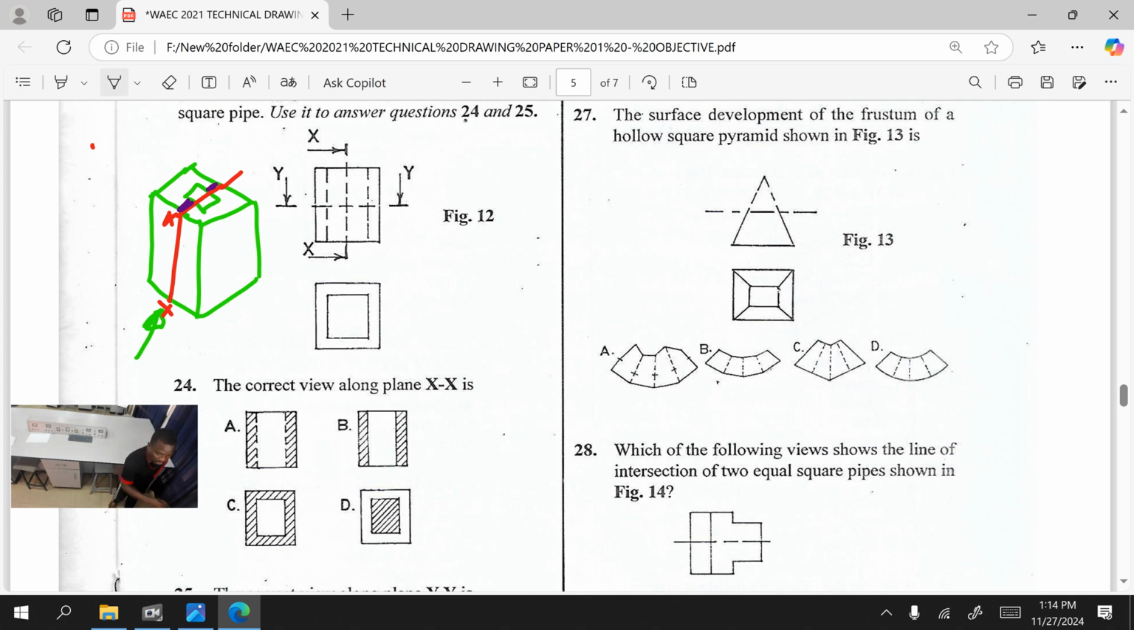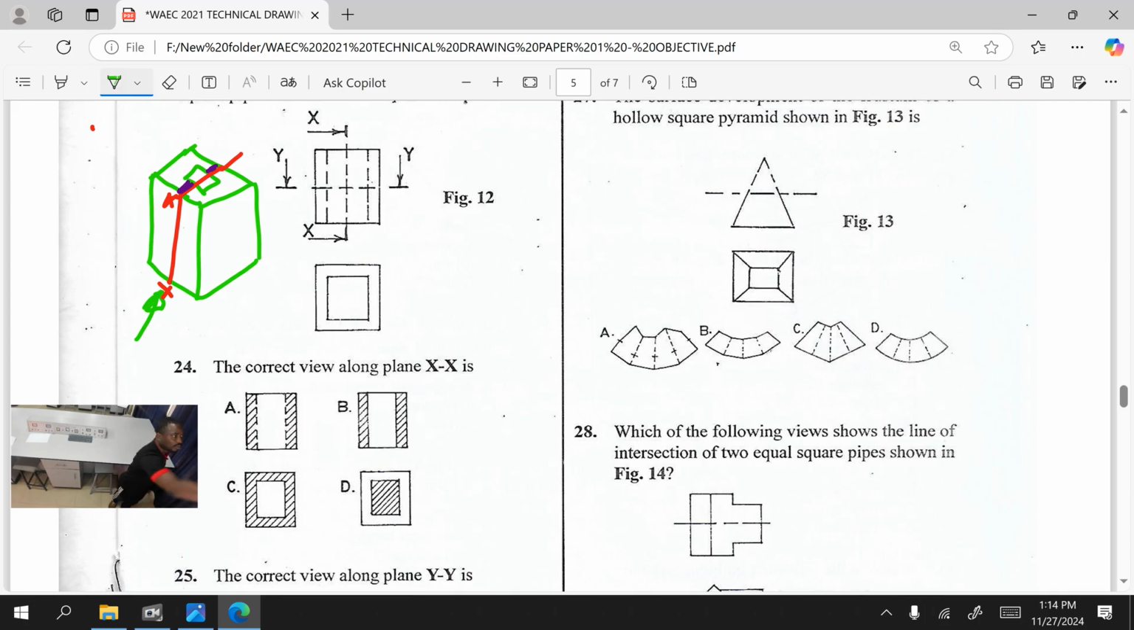Now, which option? Is it A? No, it will not be A. It will be option B. Why is it not A? Look at it very well. These short dashes they put in A are not meant to be short dashes. You are going to be seeing that part. So if you cut that object, you will be seeing this part, which is the material. It's going to form like this.